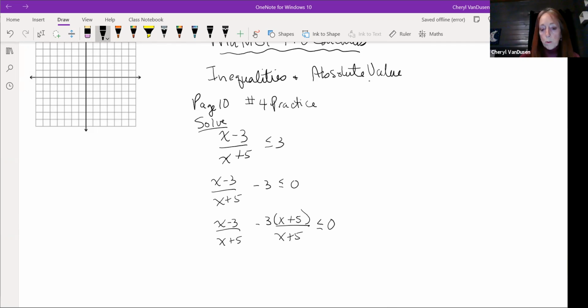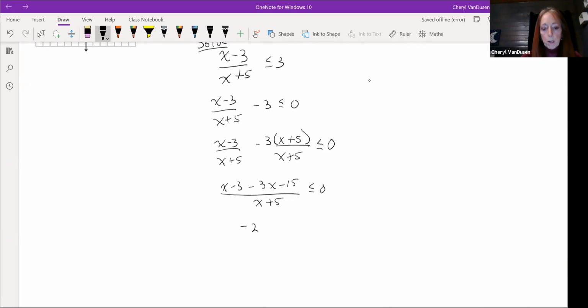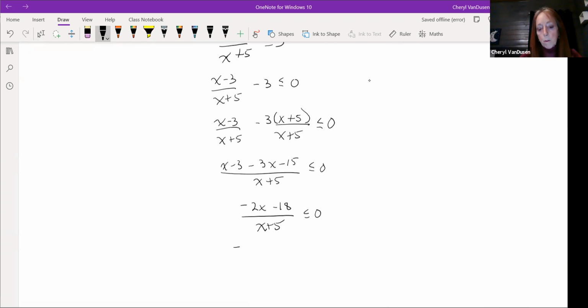So again, what we do to the top, we do to the bottom. And then we just kind of push our way through here, distribute the bracket on the top, the minus 3, put a common denominator on the bottom, and then work a little further. Minus 2x minus 18 over x plus 5 is less than or equal to 0. Now, I see that we could do a little bit of reducing on the top. Now, you don't have to do this step, but I'm going to throw this in. So I'm going to take a minus 2 out and get x plus 9 in the bracket like that. And then we're going to divide by minus 2.